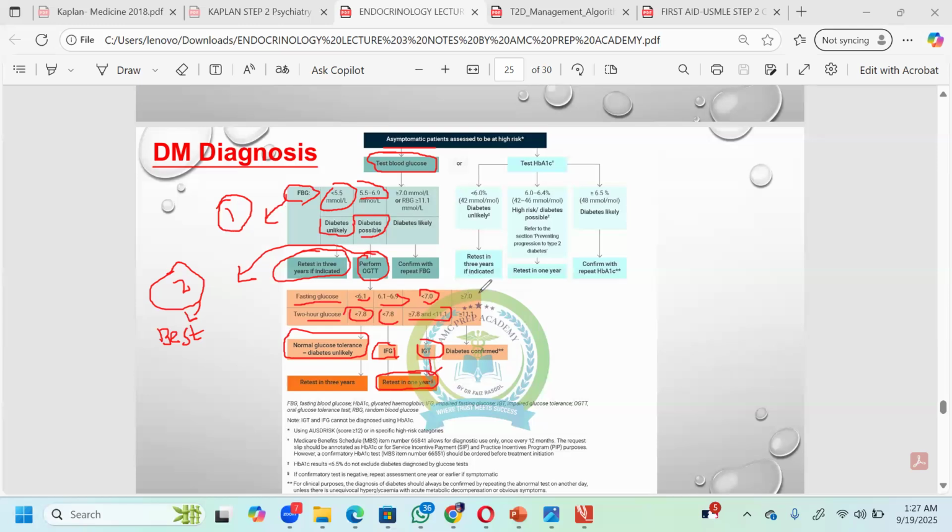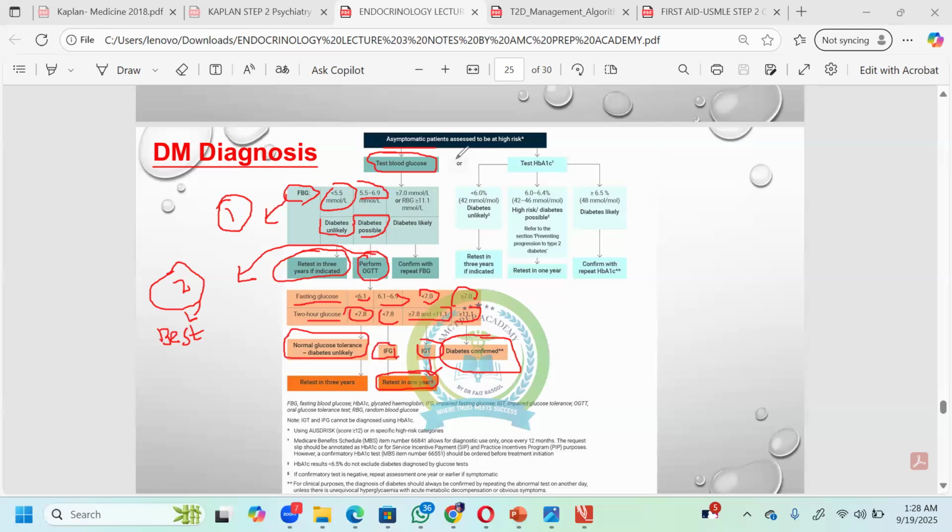And if the value of fasting blood glucose is greater than 7, or the 2 hours oral glucose tolerance test is greater than 11.1, you will diagnose it as diabetes, confirmed. So this is the way you have to approach the diagnosis.